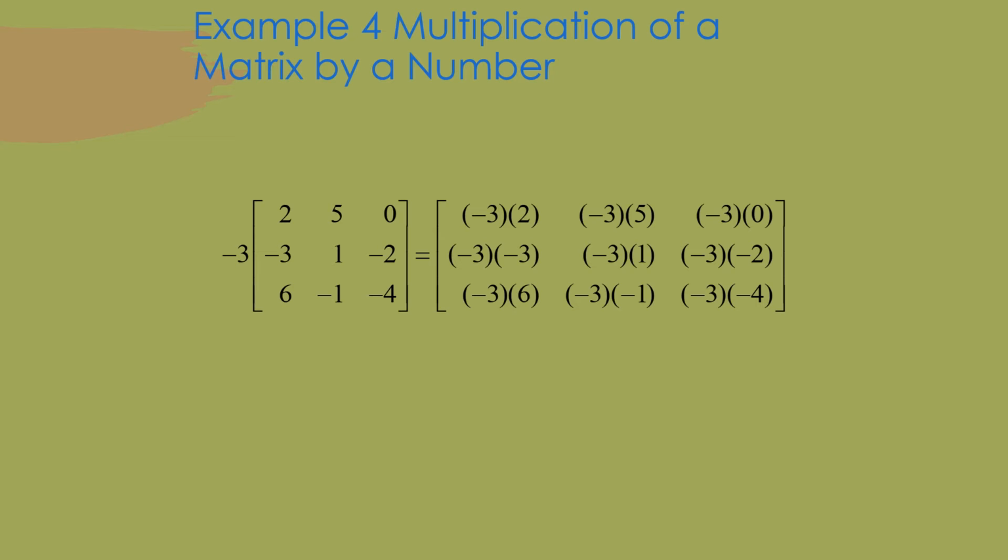Multiplying by a constant. You can multiply a matrix by a constant like negative 3. When you're multiplying by a constant, each element of this, each entry will be multiplied by that constant, negative 3 in this case. So your ultimate answer will be negative 6, negative 15, 0, 9, negative 3, 6, negative 18, 3, and 12.